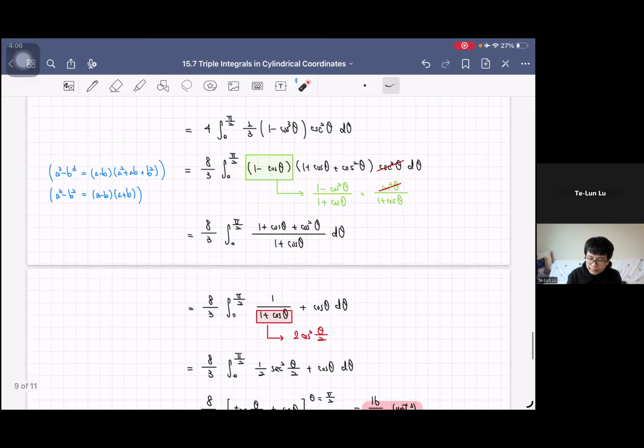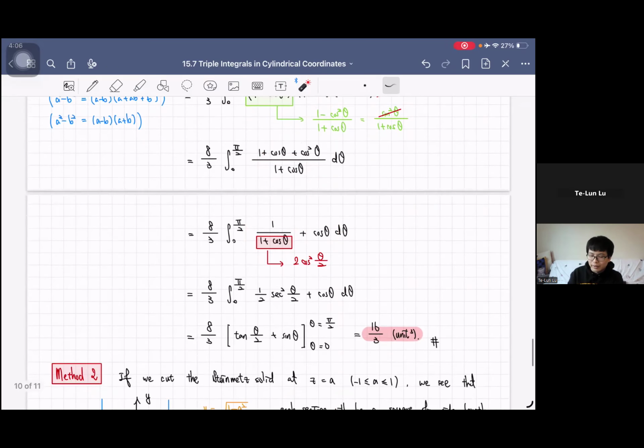Now, observe that the latter term here gives you cosine. And the former term, I simply recorded here, 1 over 1 plus cosine theta. And this is actually really nice news because based on the double angle formula or half angle formula, depending on what you call it, 1 plus cosine theta is simply 2 cosine squared theta half, right? So why is this good?